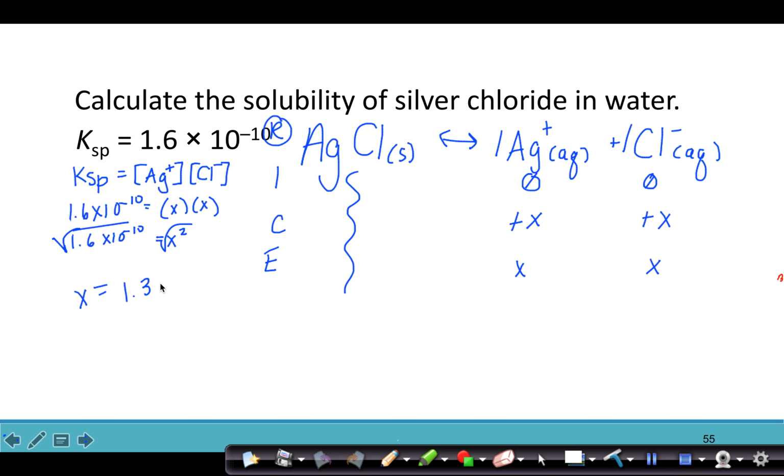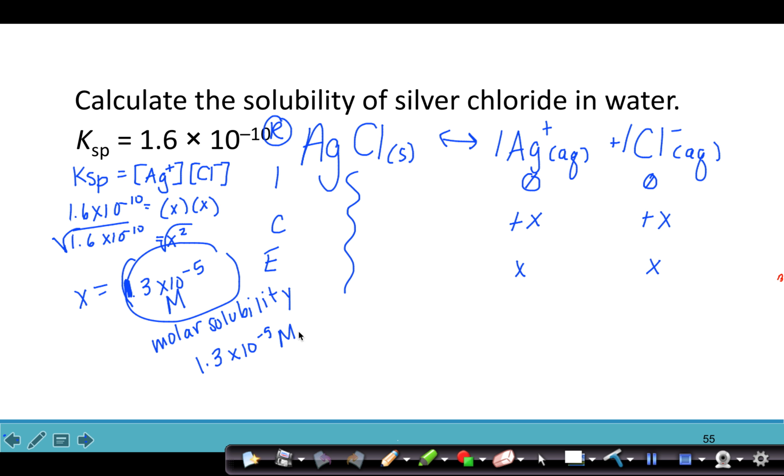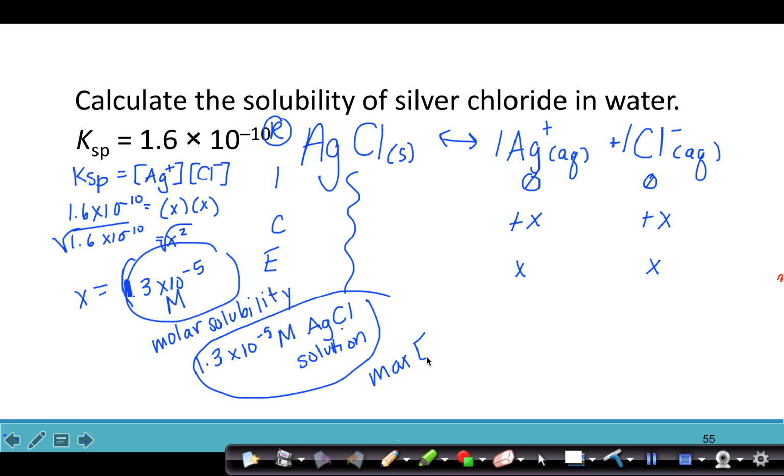And again, remember, when we get our x of 1.3 times 10 to the minus 5, this is called the molar solubility. That means that we can have a 1.3 times 10 to the minus 5 molar AgCl solution. This is the maximum concentration of AgCl that we can get to dissolve at this temperature that the Ksp is good for.